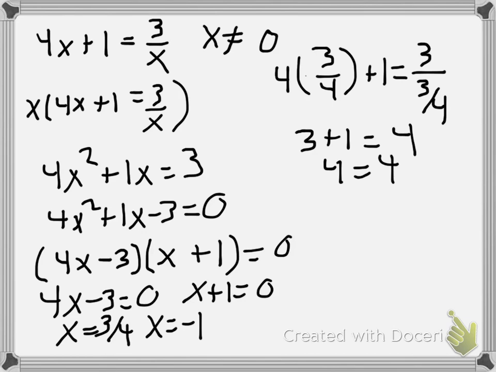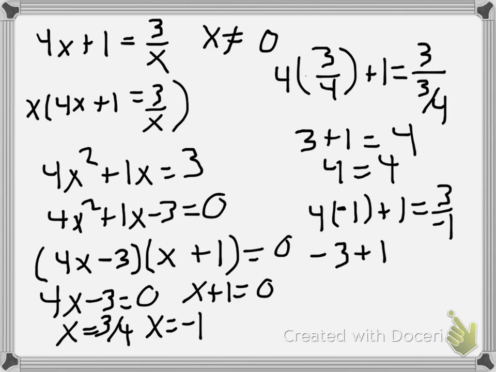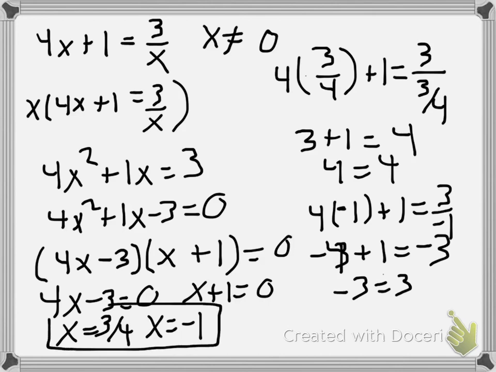And now we plug in negative 1. So 4 times negative 1 plus 1 equals 3 over negative 1. Well, 4 times negative 1 is negative 4, plus 1 is negative 3. 3 divided by negative 1 is negative 3. Does negative 3 equal negative 3? Yes. So are both of our answers sufficient? Yes.